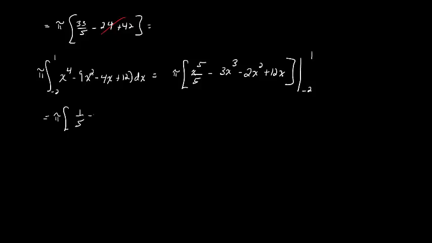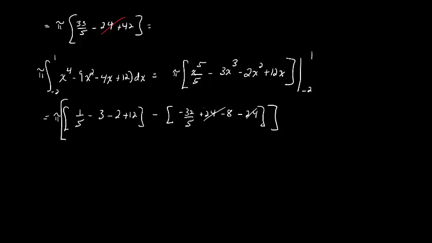Pi, so I'm going to have 1/5 minus 3 minus 2 plus 12. And then we're going to subtract off. So this gives us negative 32/5. So that gives us plus 24. So that'll give us minus 8, and this minus 24. Oh, that's so much nicer. This goes away. Let's see, we got pi times 1/5 minus 3 minus 2 is minus 5 plus 12 is positive 7 minus, again, negative 32/5 minus 8.